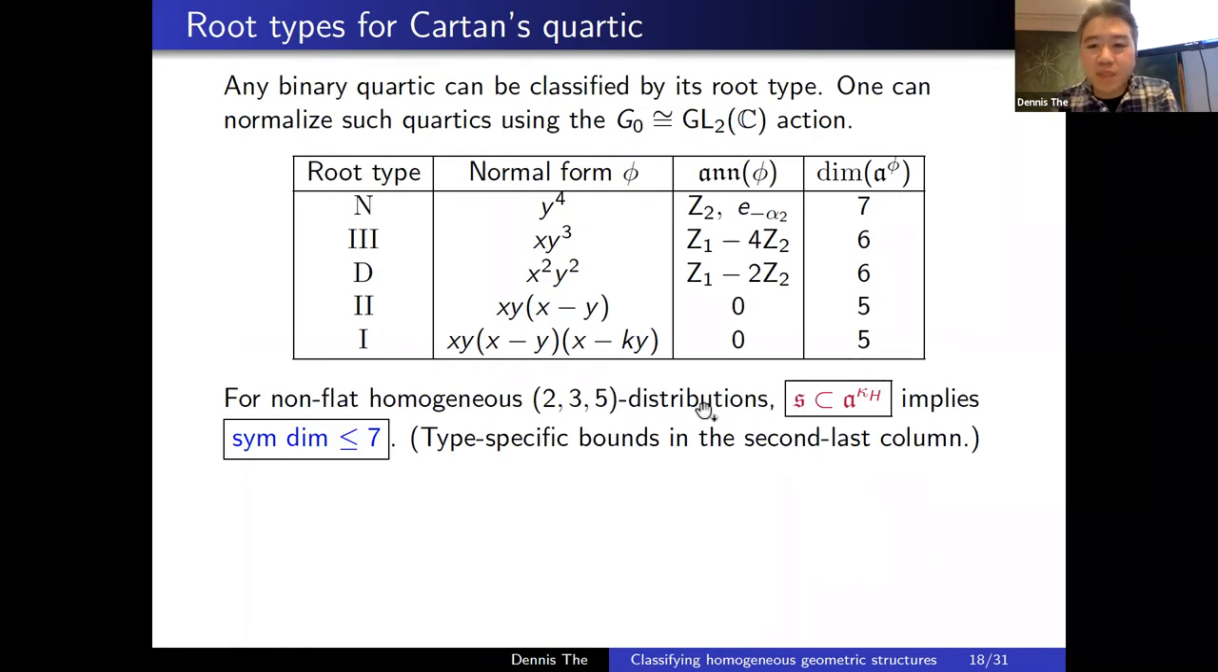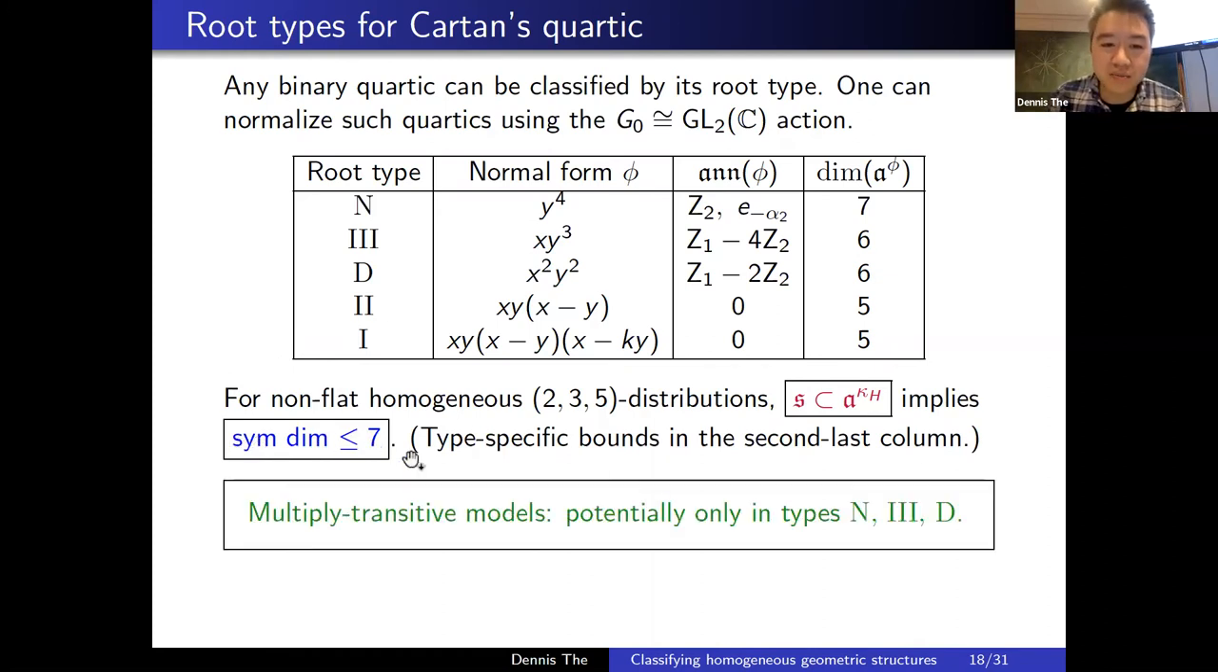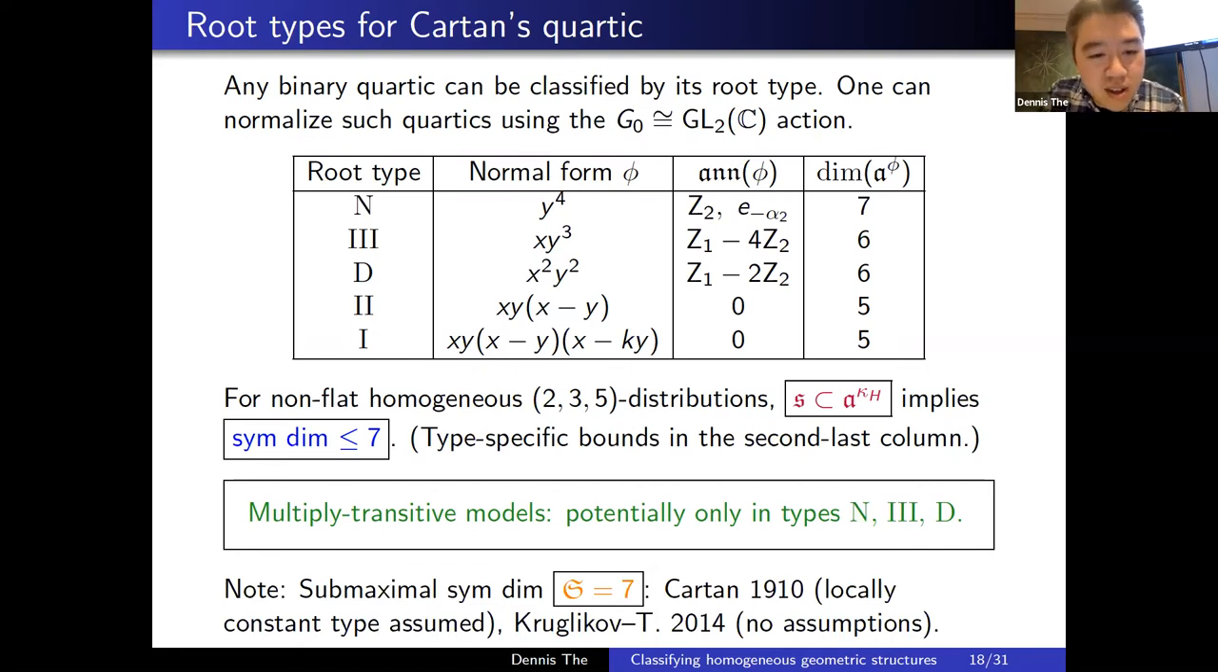Okay. So this constraint here tells you that these dimensions give upper bounds on each of the different types. In particular, for 2, 3, 5, if you're homogeneous, then the maximum would be 7 if you're non-flat. But also we observed that multiply transitive models, so those with isotropy, can potentially only exist in types N, 3, or D. Okay. Just a footnote here.